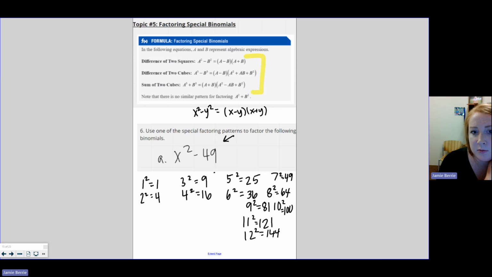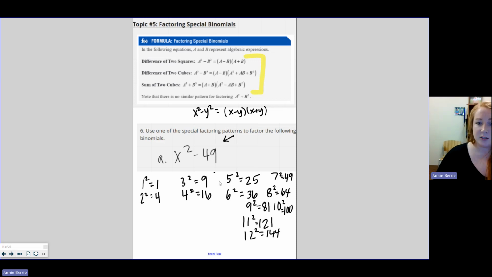Just be careful when you write them down. Make sure you put them down in the correct order. And when you're reading them off on the test, make sure that you are reading them correctly. Now let's use special factorizations to factor the binomial x squared minus 49.